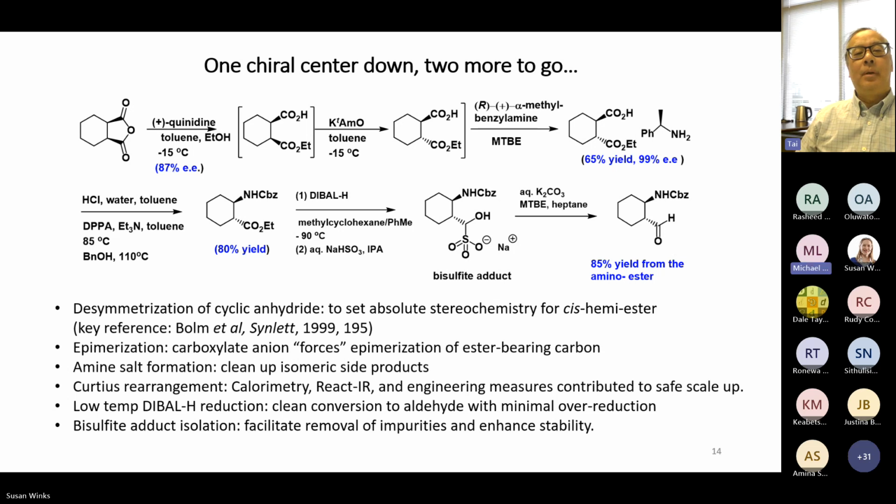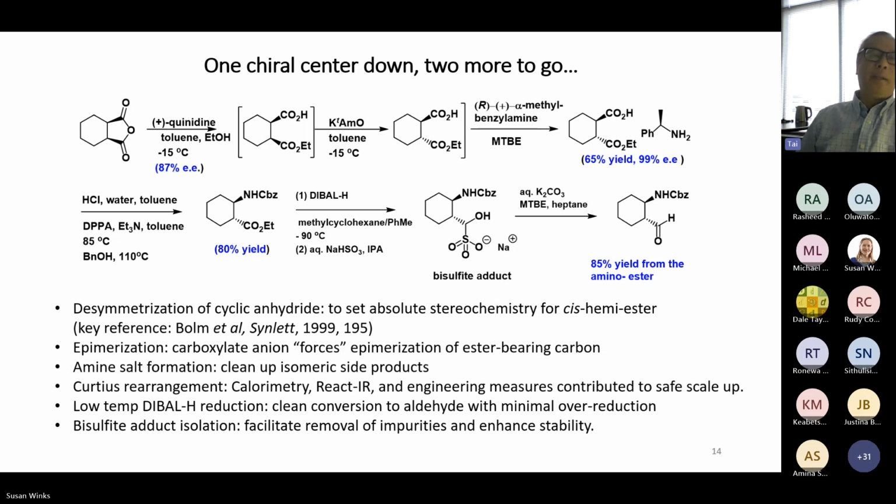He published a paper in '99 in Synlett using anhydride opening with alcohols mediated by natural alkaloid substances and achieved a desymmetrization of these cyclic anhydrides. We followed his inspiration, did the chemistry, and got good EE on the ring opening. Then we forced the epimerization to the ester-bearing carbon, treated it with a chiral amine, and got the salt out conveniently and upped the EE to 99%.